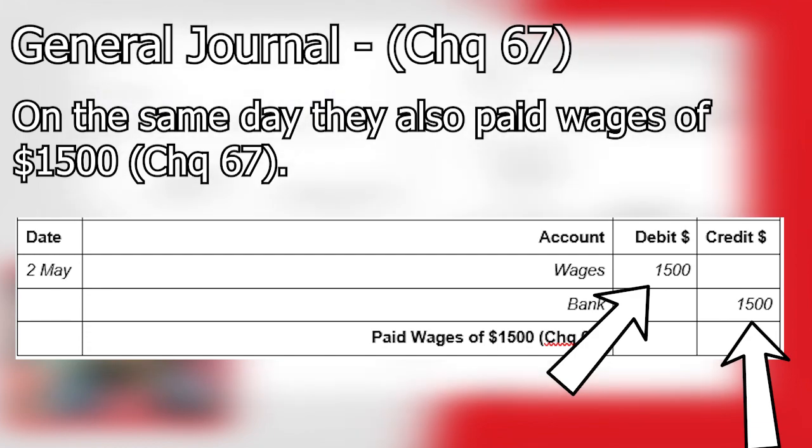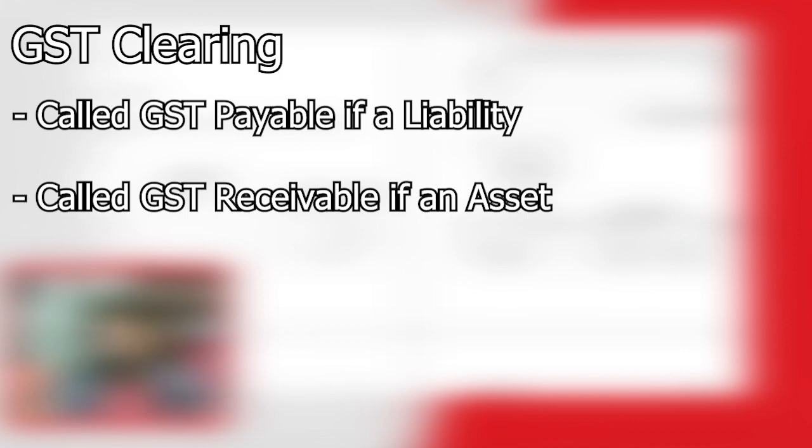So let's talk a little bit more about GST clearing. Now, last year in year 11, if you're still watching as a year 11 person trying to get that edge on year 12, it is called GST liability when it's a liability, and GST receivable. I know.